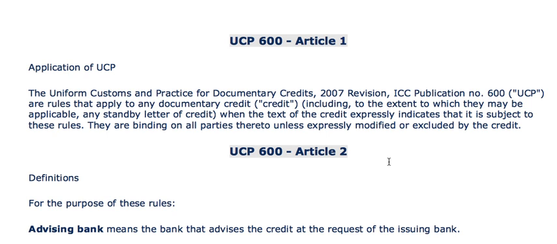So it applies to all letters of credit where the text of the credit expressly indicates that it is subject to these rules. It may or may not apply if that line is not there, that it is subject to UCP 600. If it does not expressly indicate, then it may or may not apply. So it is necessary to incorporate this line: it is subject to UCP 600. So it is about application.